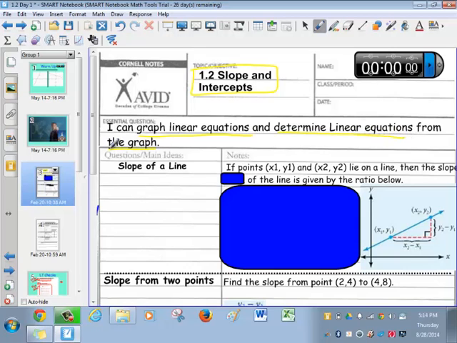So be able to graph a linear equation, given some information, or be given a graph and tell me what the equation is for that graph. Okay, so let's start with this, the slope of a line. Well, the slope of a line is defined by something, okay?